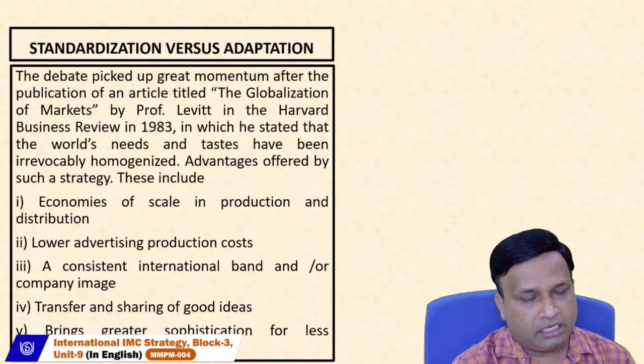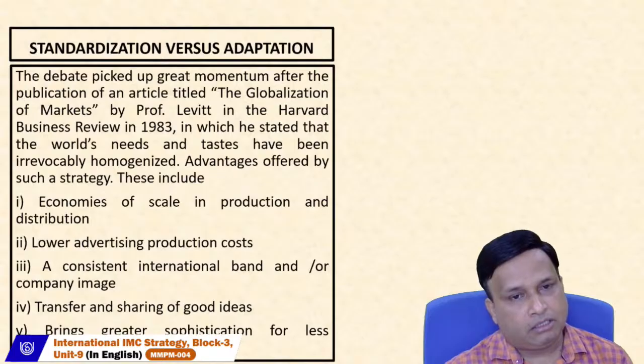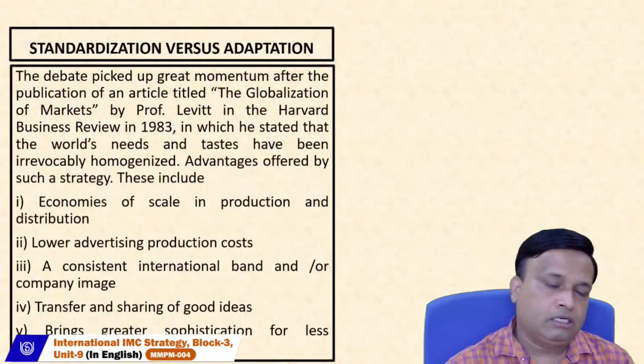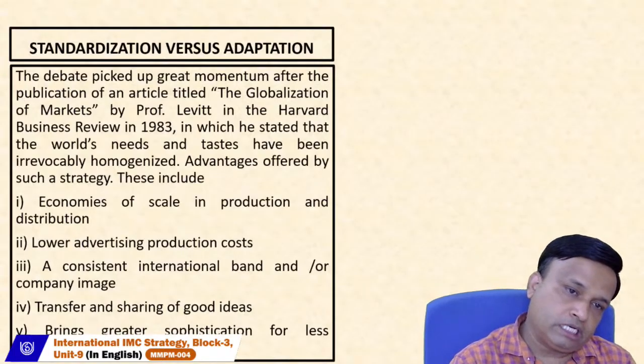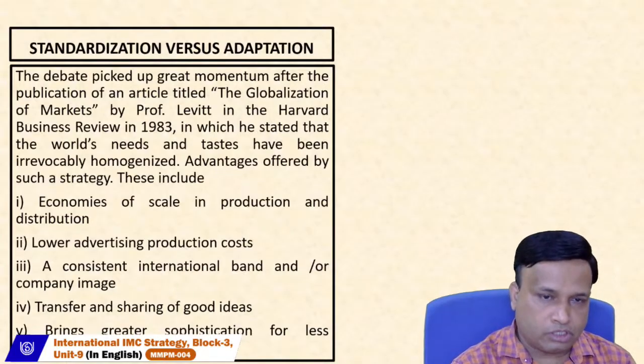That is why you must have seen that the chicken leg piece is priced higher compared to other pieces at McDonald's and Burger King, because there is high demand. The taste and preference is not homogenized. It is dissimilar across all the countries.